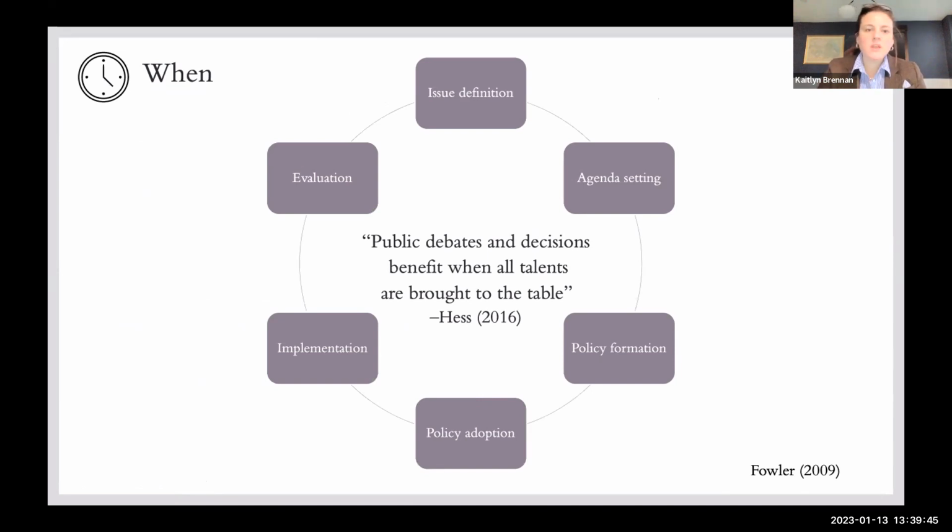And so just to look here, I love this quote: public debates and decisions benefit when all talents are brought to the table, right? So making sure, and we'll say this ad nauseam, that if you're not at the table, you're probably on the menu. And we have to make sure that we're getting everybody to the table. So really looking here is defining the issue very clearly, figuring out your agenda, doing the policy formation, the adoption, the implementation, and evaluation.